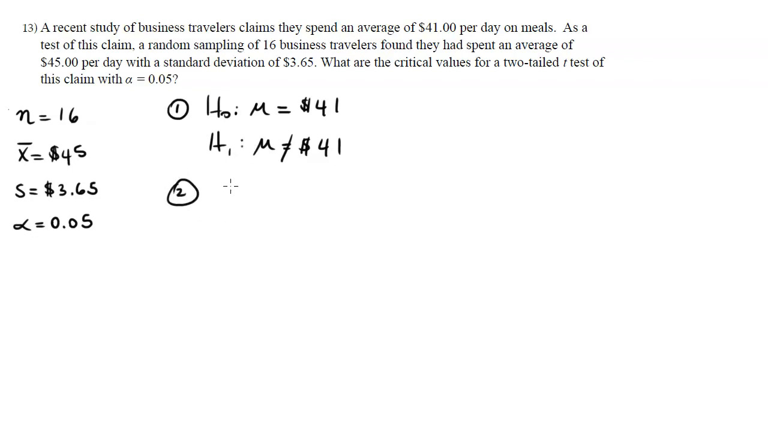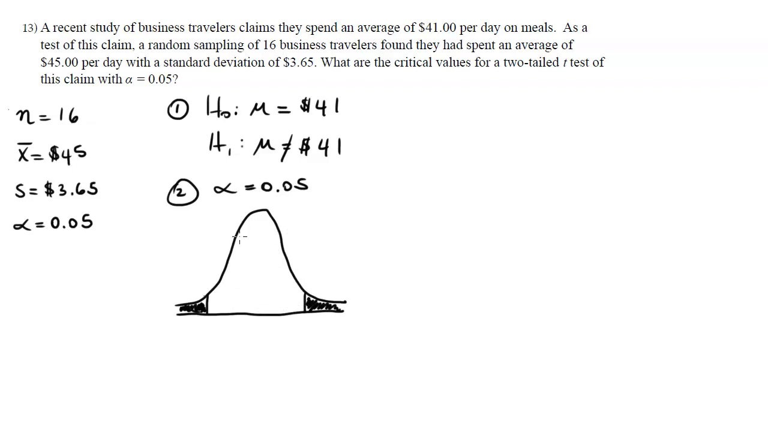So number 2, the critical value. That's what we're trying to find. Alpha is 0.05. This is two-tailed, right? Because they say a two-tailed test. So these are our two rejection regions here, right? And alpha is 0.05.